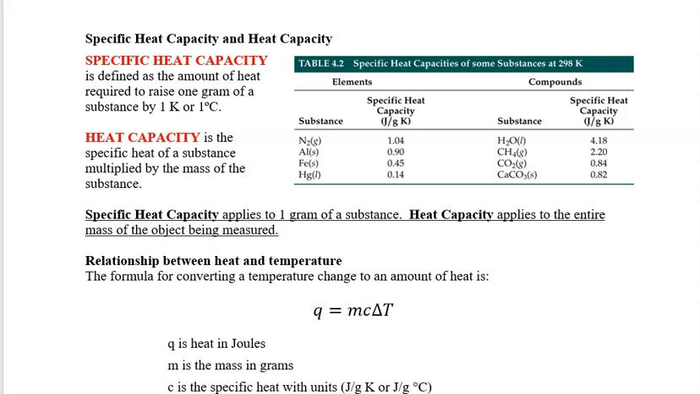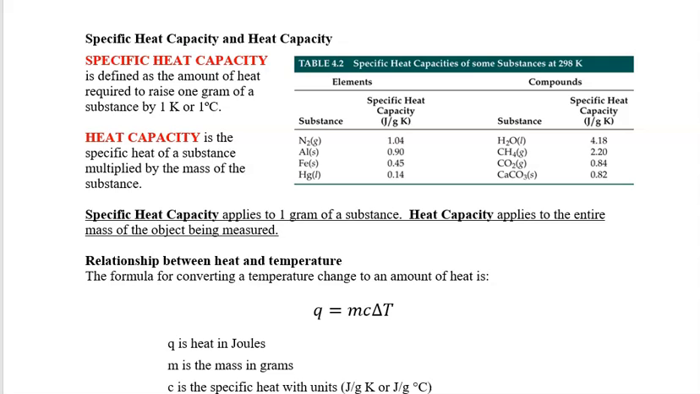In other words, and I'll mention this down lower, the heat capacity is equal to specific heat times the mass of the substance. So specific heat capacity applies to 1 gram of substance. Heat capacity applies to the entire mass of the object being measured. Now this formula down here is maybe the most important formula we're going to deal with this week. It relates heat to temperature.